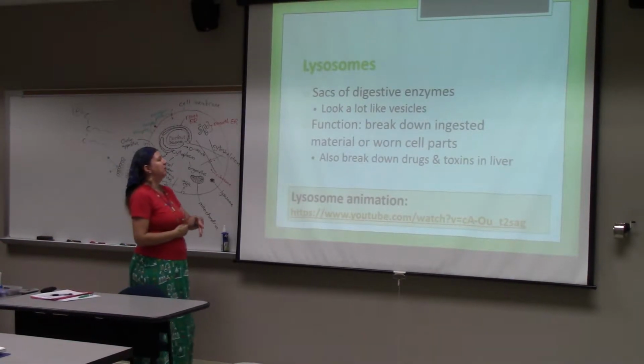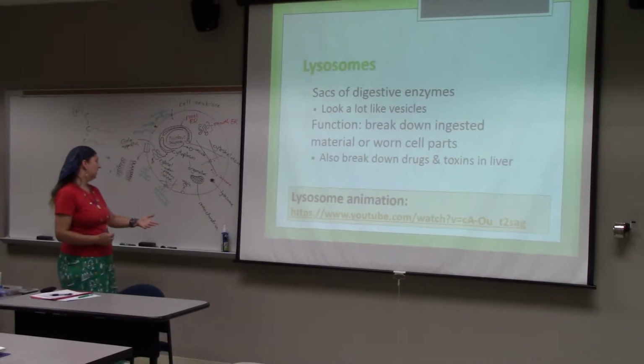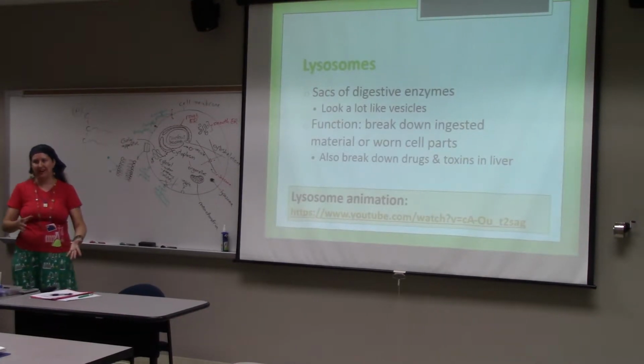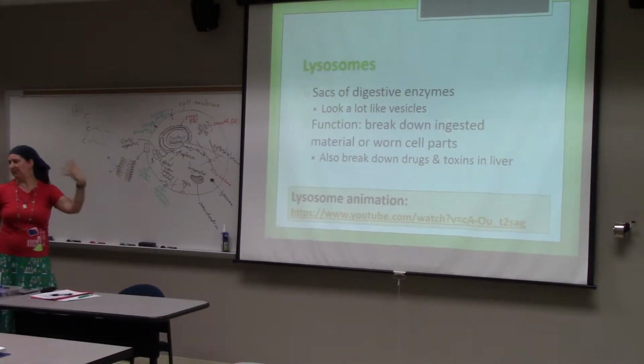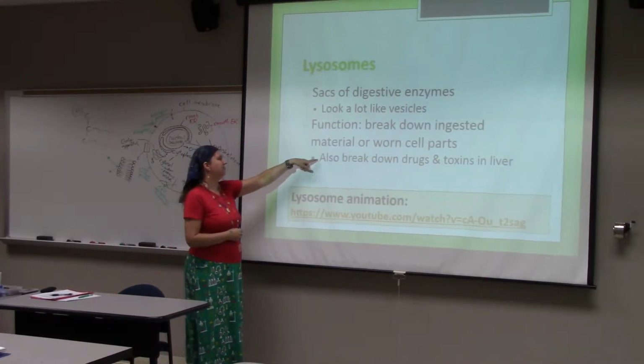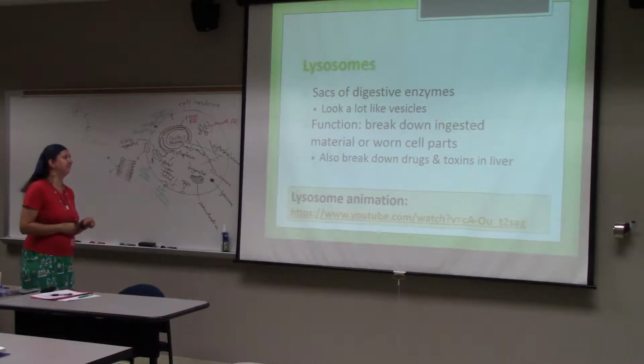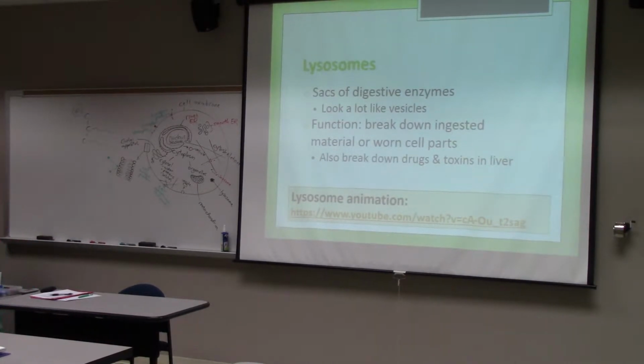What they do is break down things that you don't want to keep intact in the cell, which can be old organelles that are wearing out. It can be something that's been taken in, like if a white blood cell eats a bacteria. They also break down some drugs and toxins like the smooth ER does, especially in the liver. Here's a lysosome animation that includes how they get built, which comes from the rough ER and the Golgi, and shows them digesting things.